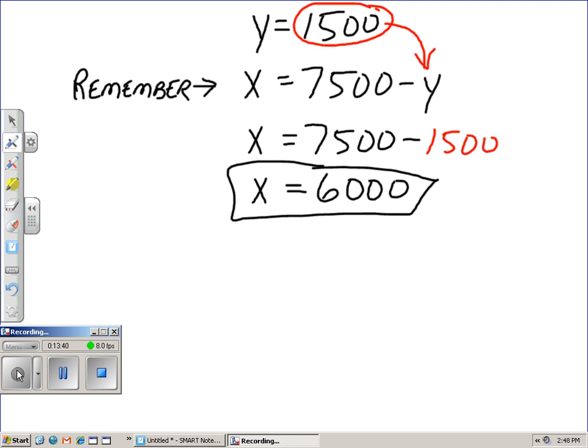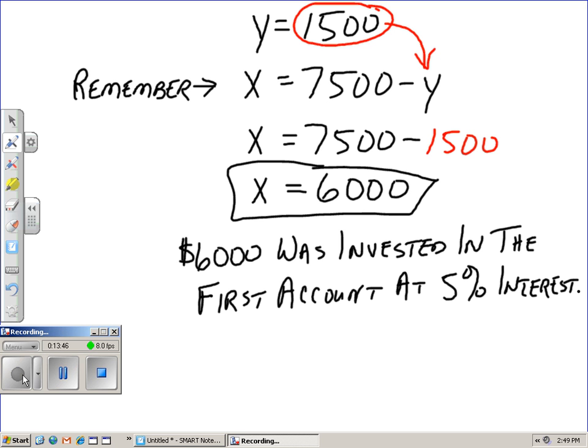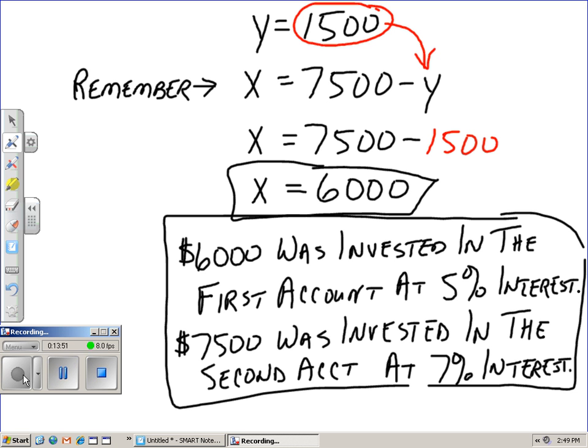But since it's a word problem, you need to explain what that means. So $6,000 was invested in that first account. And remember, that account earned 5% interest. And $1,500 was invested in the second account at 7% interest.